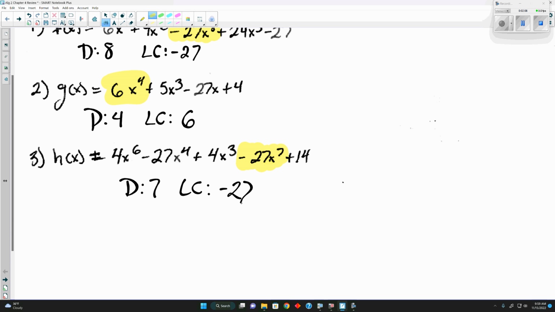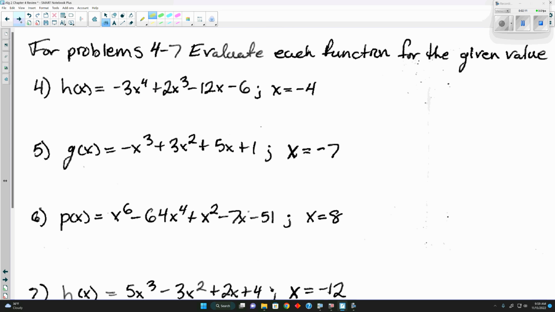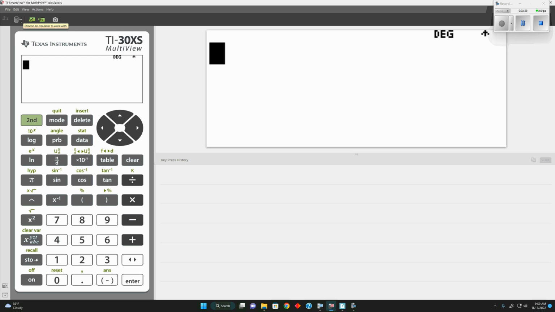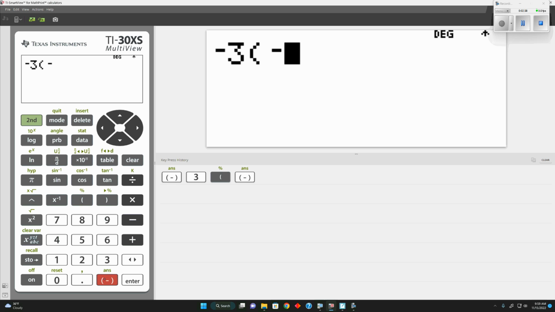Questions on 1 through 3? Four through 7, we want to evaluate it for the given value. Now, we've come across several different ways to evaluate. One of them is using synthetic division, because the remainder that we get with synthetic division is the same as plugging it in. Or we can plug it into the calculator. Now, it doesn't matter which one we use, so you can use the 30XS or the 84s. Either one works. And all we're doing is plugging in the given value.